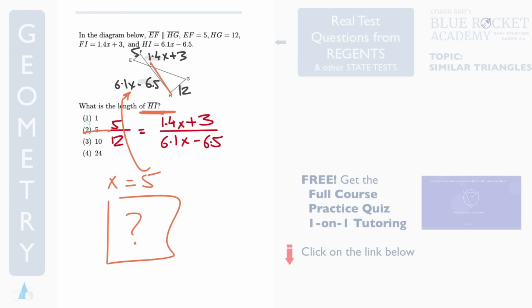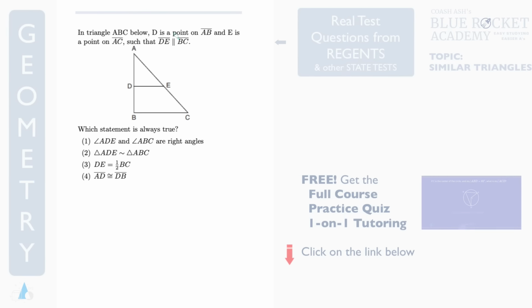Which of these answers, clearly 1 and 5 are out, so which of these two values is going to be equal to, when you plug this answer inside, the length of HI? So post your answers in the comments and let's see if you can solve it real quick. This is a very, very common question on many geometry tests.